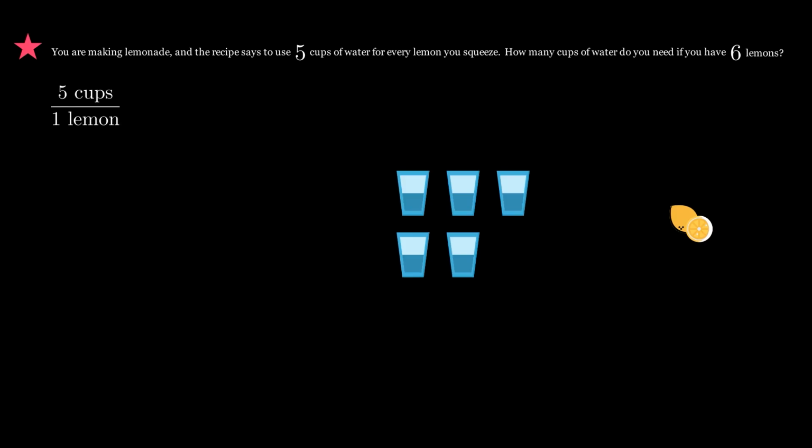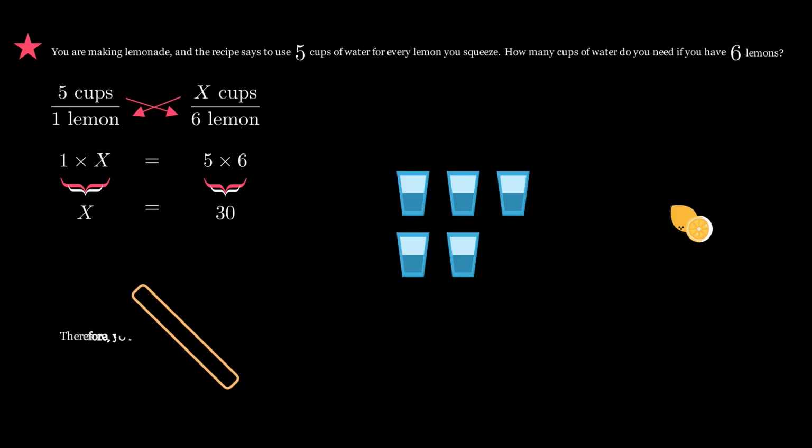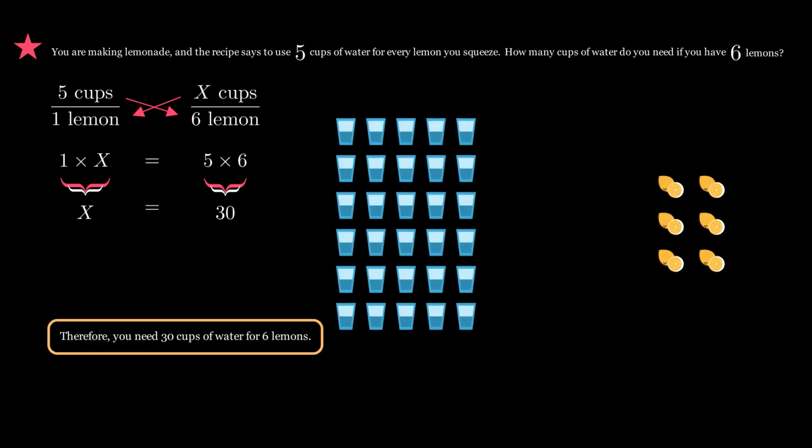And for the second ratio, we know that we have 6 lemons, but we do not know how many cups of water we need. So we can represent this as x cups of water for 6 lemons. And this x is the unknown quantity we need to find. So to find the value of x, we can cross multiply and set the two expressions equal to each other. After cross multiplying, we get 1 times x equals 5 times 6. X times 1 would be x and 5 times 6 would be 30. So therefore, we need 30 cups of water for 6 lemons. We just used proportions to find the value of an unknown quantity.